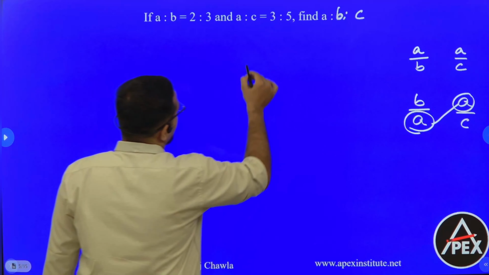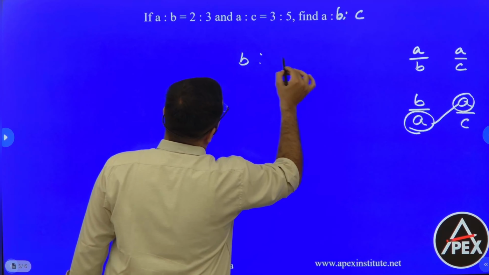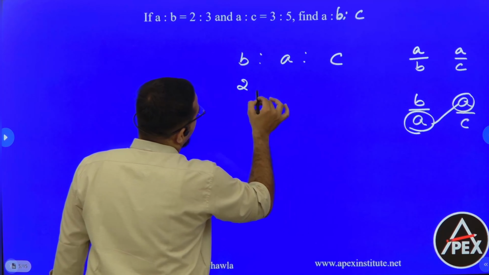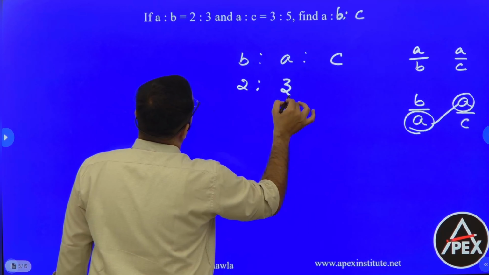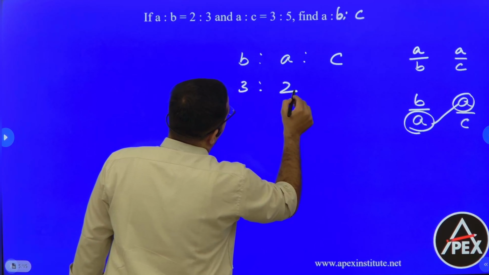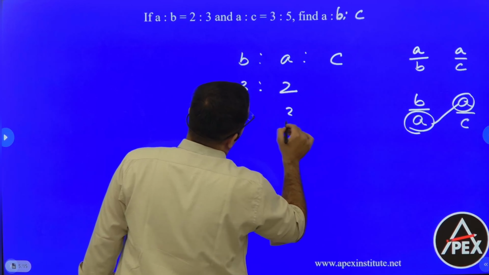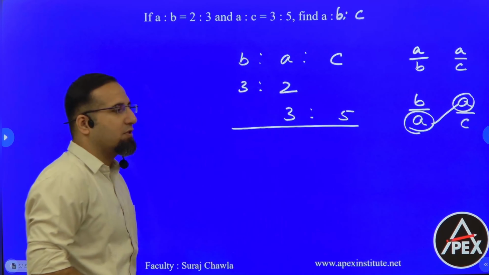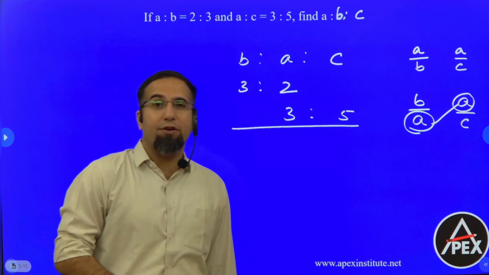So let's understand this here. Let me write this as B is to A is to C. So B is to A is 2 is to 3. Sorry, 3 is to 2. And A is to C is 3 is to 5. Can I say now this becomes the best format of regular ratios for us?